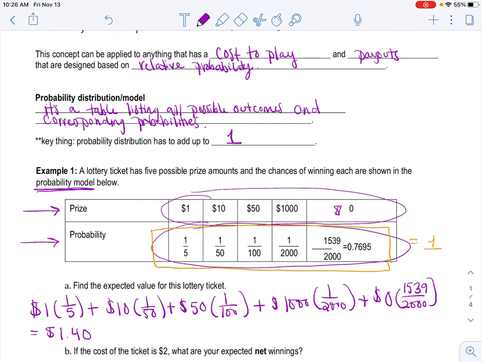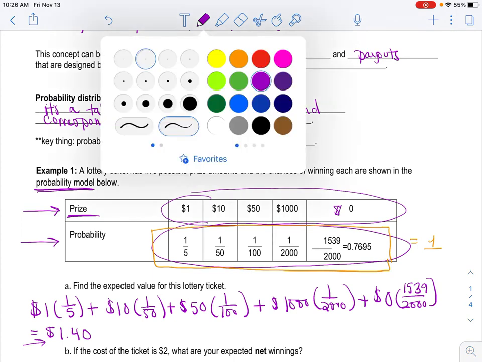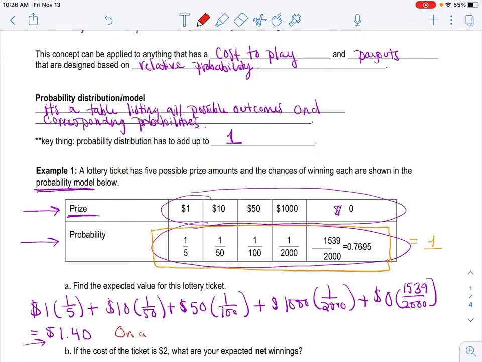Now make sure you're careful with units. It's not always going to be money, so it could be some other units. Whatever your outcome is, whatever units those are, that would be your unit for expected value. So what that's telling you is that, let me change colors for us, on average, the player can expect to win $1.40 because it's positive.